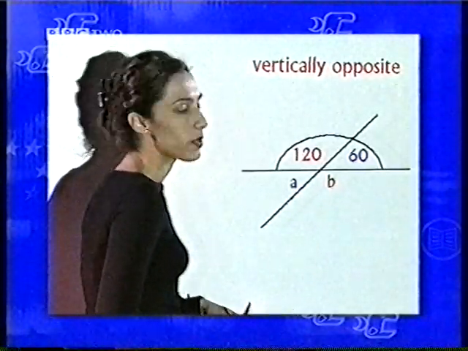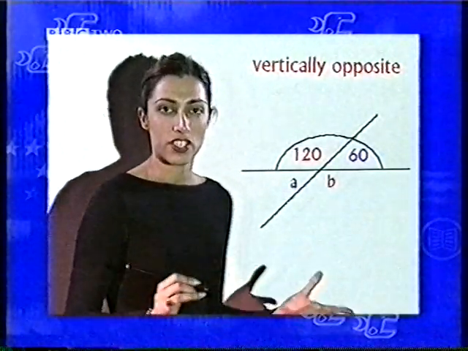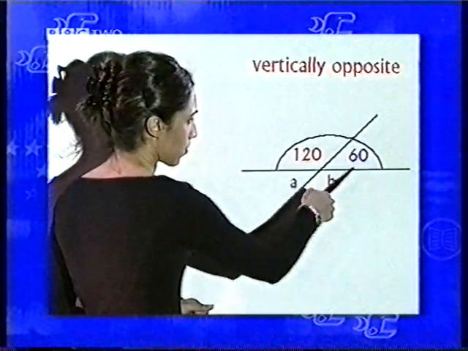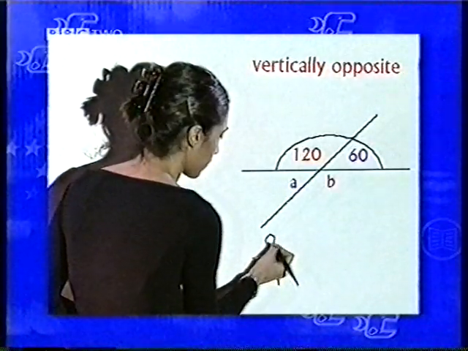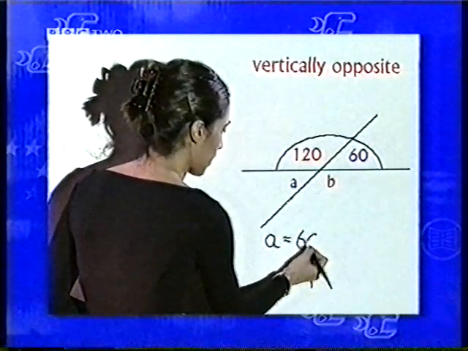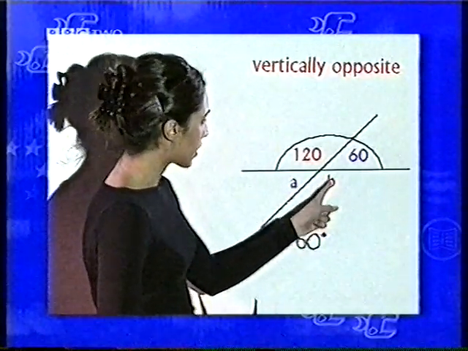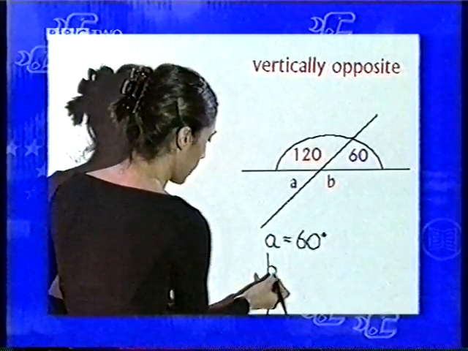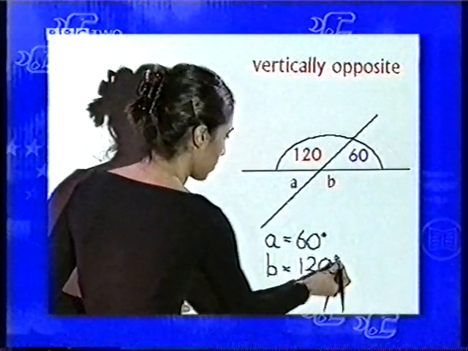Let's look at vertically opposite angles now. The thing to remember about these is that they are equal, that they are the same. So if we start with angle A, if we look here, 60 degrees. Therefore, its opposite angle of A must also equal 60 degrees. Now let's look at angle B. It's vertically opposite to 120 degrees. Therefore, angle B is also worth 120 degrees.